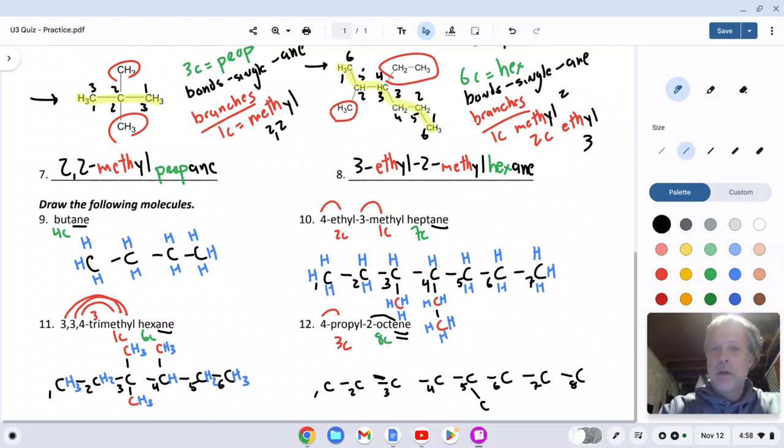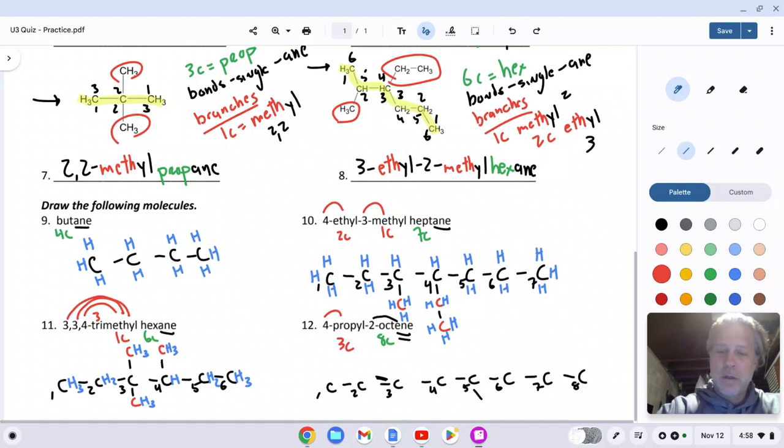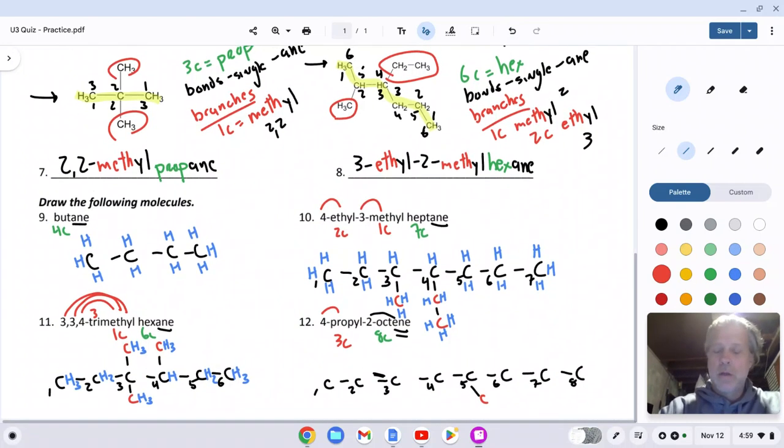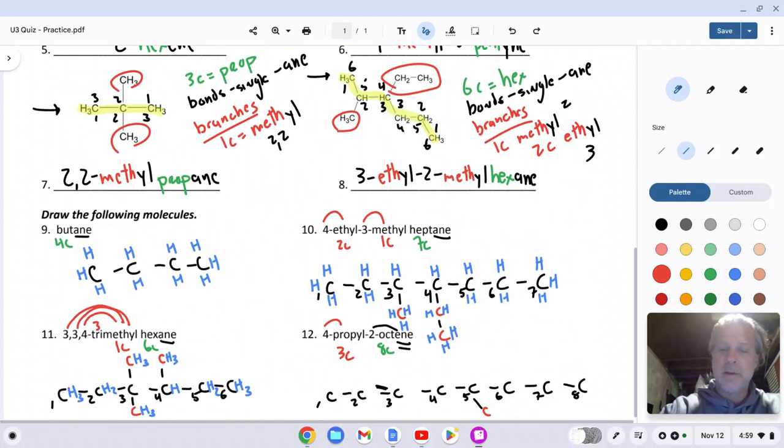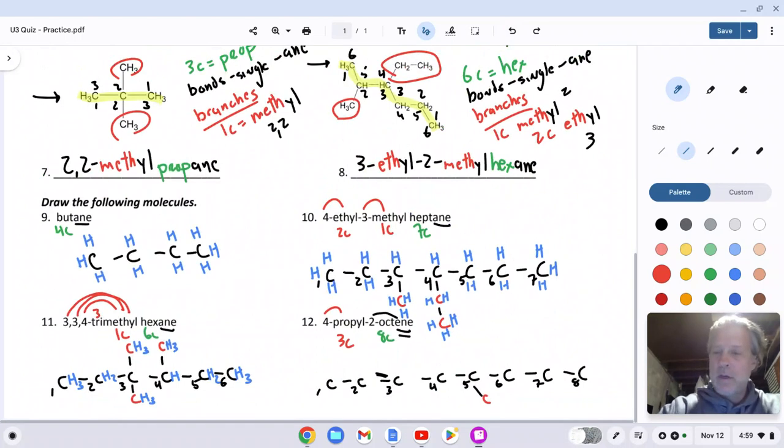Oops. I'll make that a little bit bigger. Oops. Sorry about this. Little space. There it is. Okay. And then I'm going to bond them together.